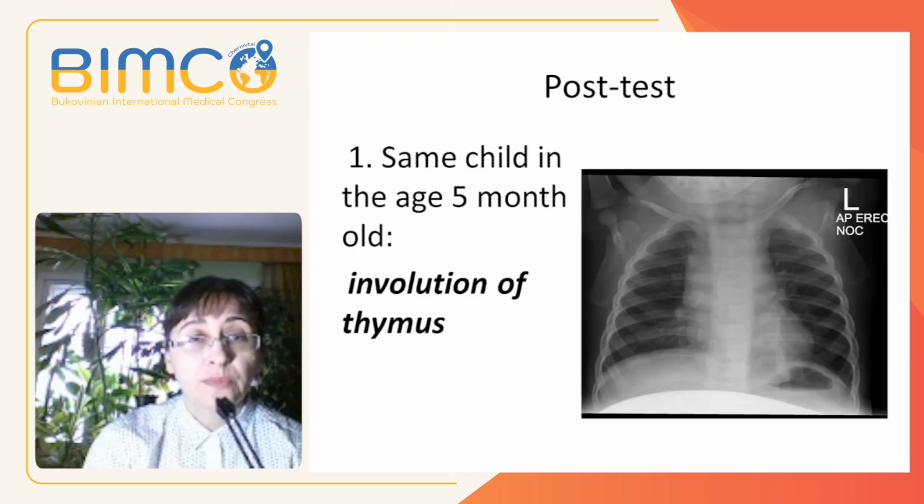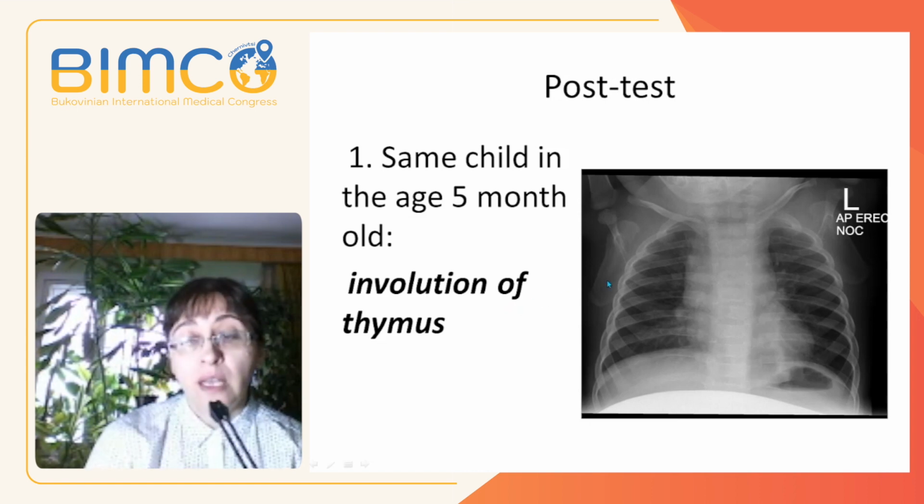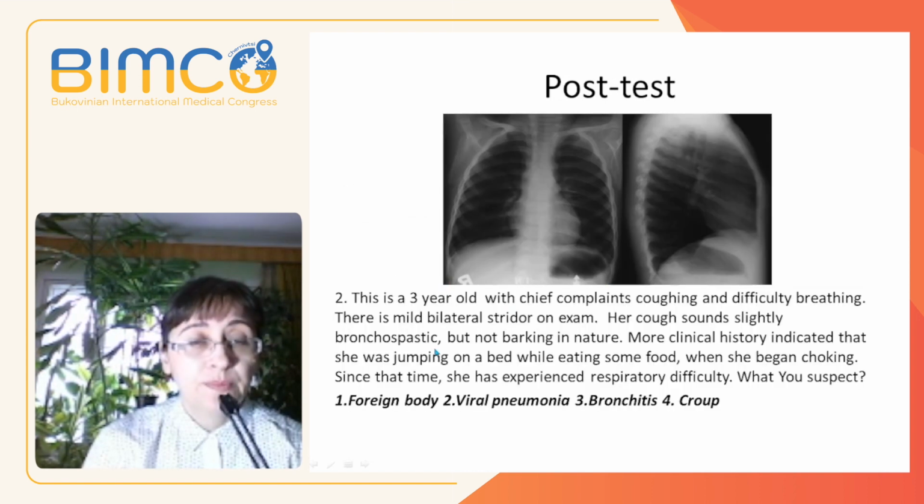Test number 2, and this is the same child. At the age of 5 months old, you see that the thymus was decreased in size because of involution. Physiological changes in size happen with age. This is the second test.